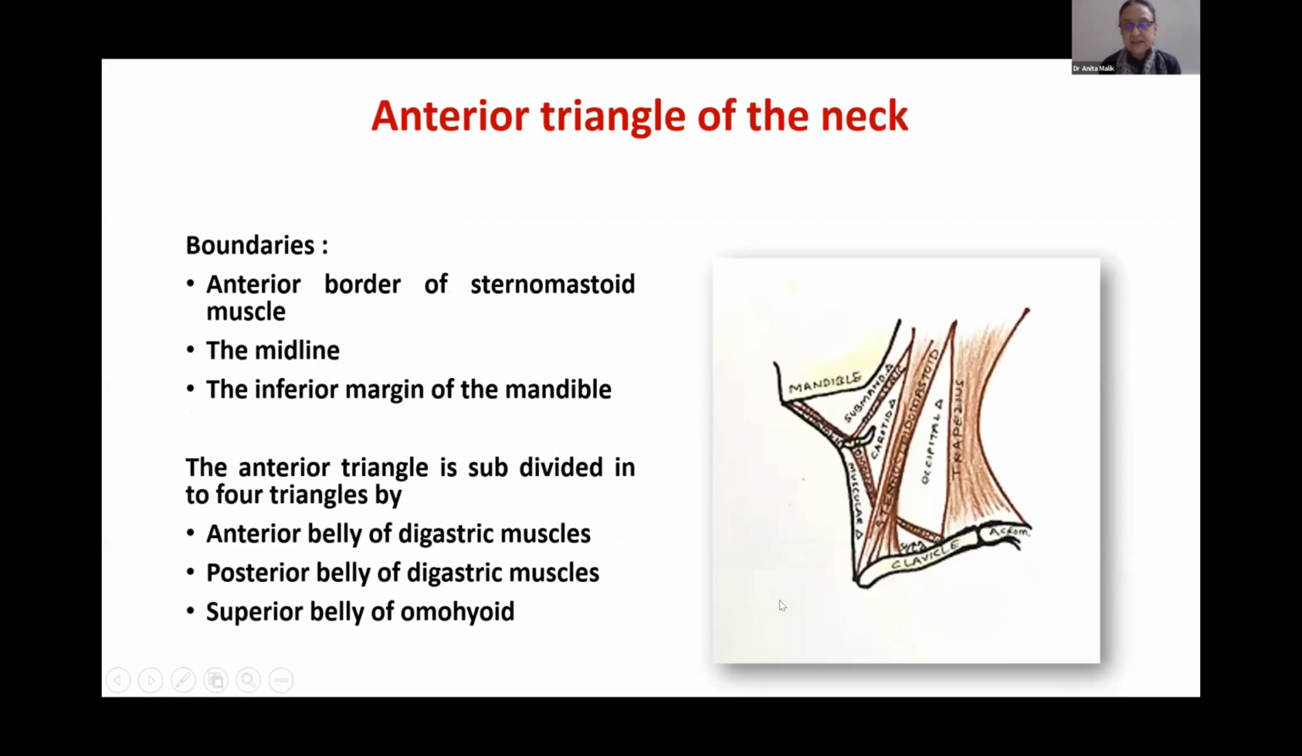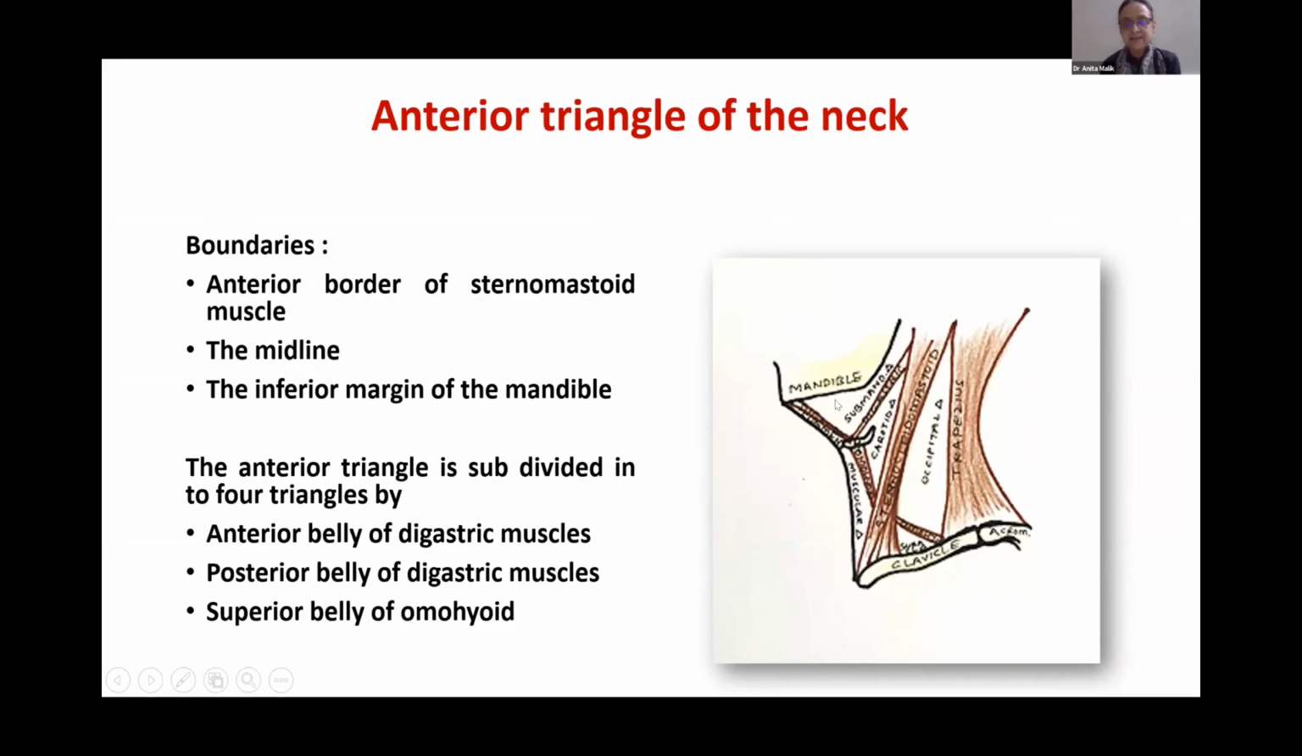Now the anterior triangle of the neck, this is the anterior triangle, this is the hyoid bone, and this whole area is the anterior triangle. This is bounded by the anterior border of the sternomastoid. This is the midline, and this is the inferior margin of the mandible.